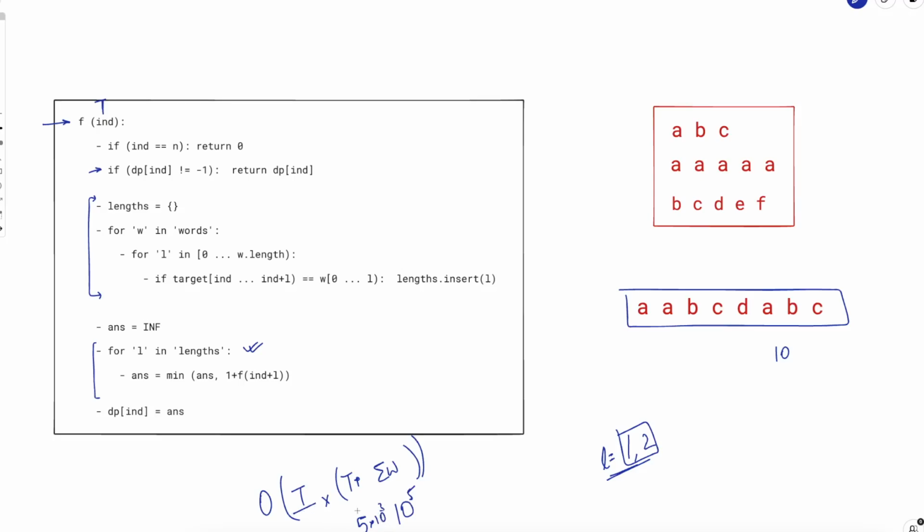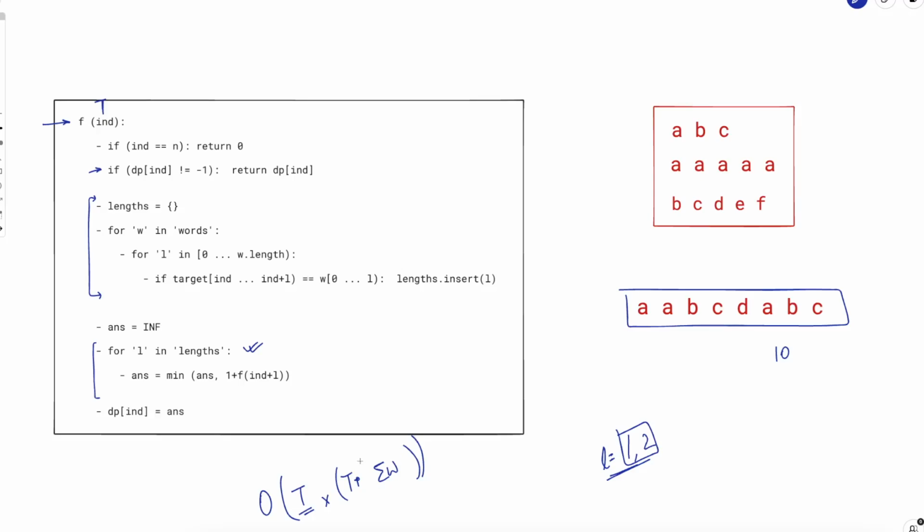So obviously 5 into 10 power 3 plus n multiplied by 10 power 5 will not pass, right? You can afford t into t, but you can't afford t into summation of word length. So you need to reduce this time complexity to work for the third problem. How do we replace this summation of w with something else?